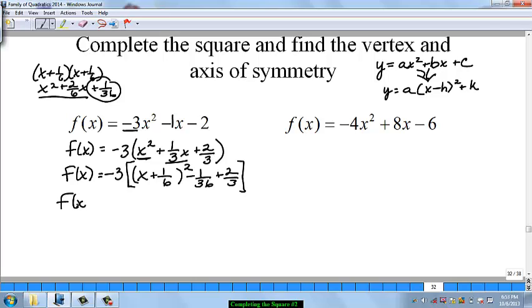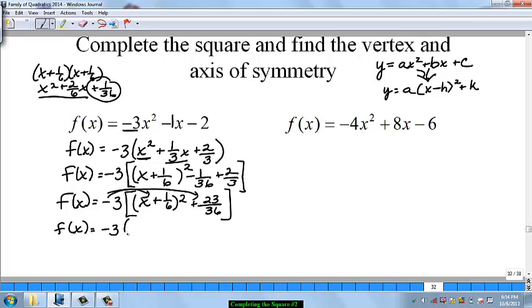Now the negative 3 is going to hang out some more. So I have x plus 1/6 squared. Then I'm going to combine these two: negative 1/36 plus 2/3. I can put it in a calculator, or with common denominators, you end up with 23/36. Now don't forget, you have to distribute this back through, so we want to get rid of those brackets. So it's going to be negative 3 times x plus 1/6 squared, and this will change the sign, minus 23/12.